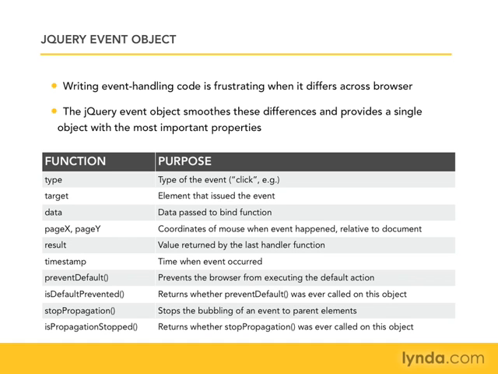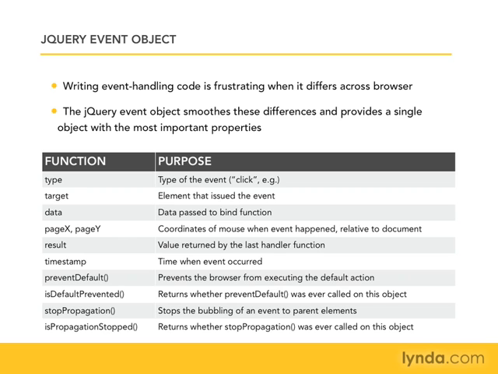The data property is optional. If you passed any data parameter to the bind function, this property will contain that value. The pageX and pageY properties are the coordinates of the mouse when the event happened, and that's document relative. The result property is the value that was returned by the last event handler function, as long as the return was not undefined. Then the return value will be contained in here. And the timestamp is in milliseconds, and that's the time when the event occurred. So those are the most common properties.